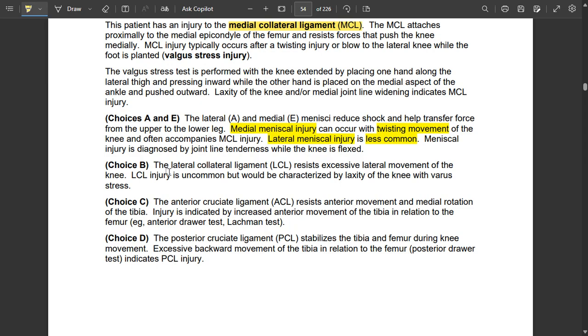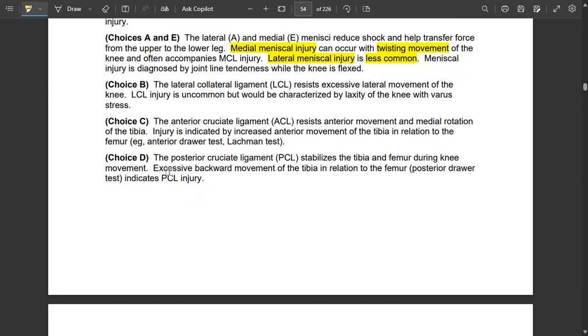So joint line tenderness can be present when the knee is flexed. This is how we diagnose a meniscus tear. The lateral ligament resists excessive lateral movement of the knee. Its injury is uncommon, but will be characterized by the knee with varus stress.